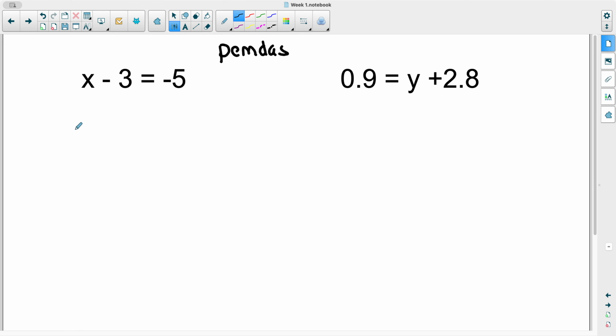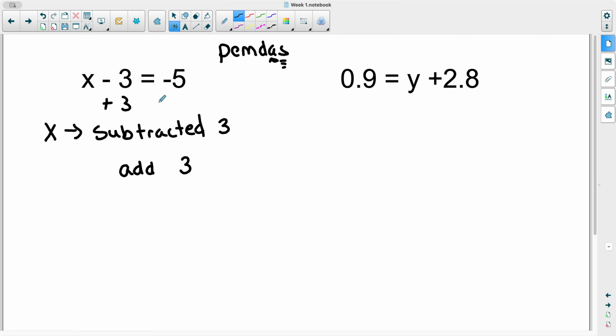The first thing we're going to do is say, okay, what is happening to X? Well, if we look at it right here, what is happening to X? It is being subtracted. So what that means is to solve for X, we would need to do the opposite. Well, what is the opposite of subtraction? It is addition. So X is being subtracted by 3, so we need to do the opposite. We need to add 3. And X is going to equal -5 plus 3.